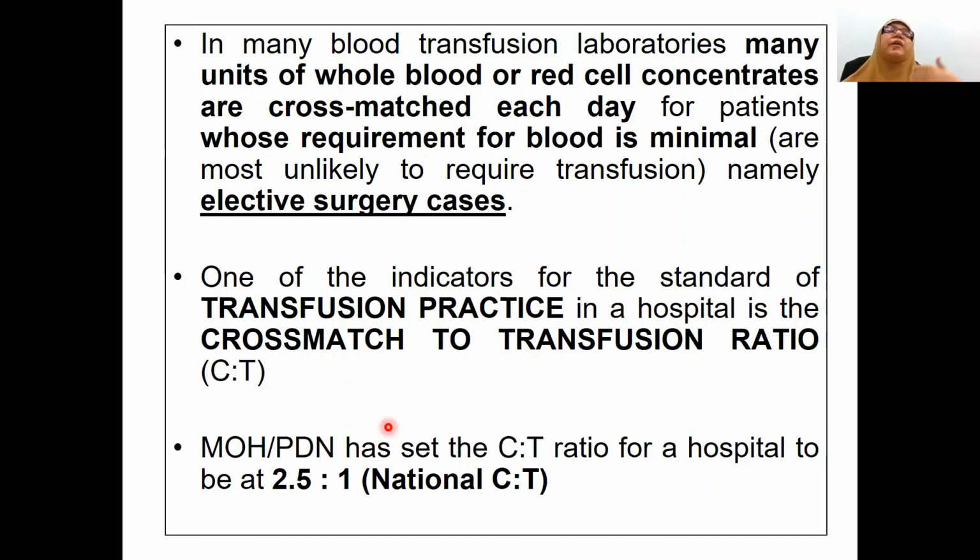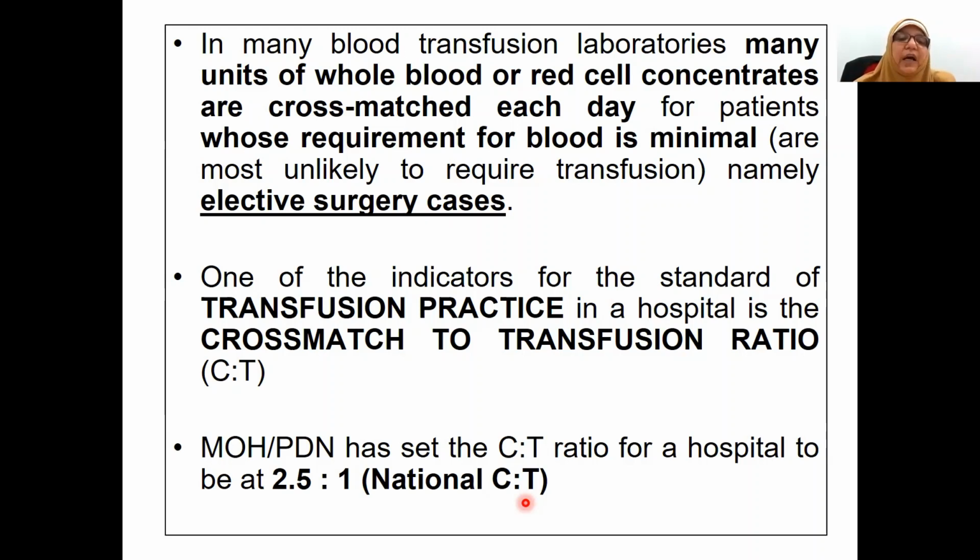I just wanted to stress to you the Ministry of Health indicator for the standard of transfusion practice in a hospital. One of the indicators which we have to report is the cross-match to transfusion ratio. The national cross-match to transfusion ratio is set at 2.5:1. What does that mean? That means for every 2.5 requests of cross-match, you can read as 3 or 2, there should be 1 transfusion.